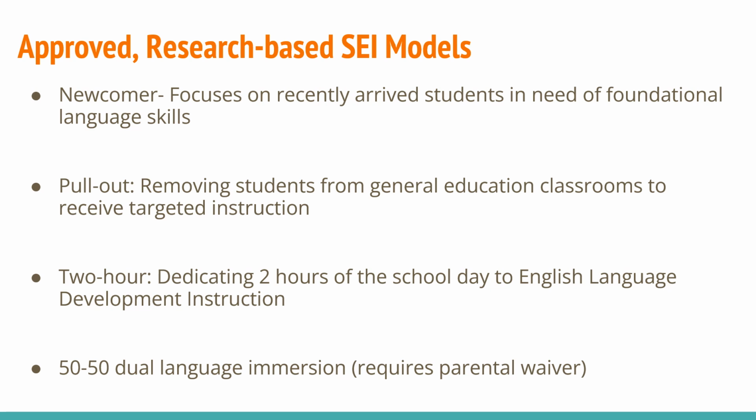The second method is, or the second model, sorry, is the pull-out model. Students are, quote, pulled out of regular classes for 30 to 60-minute sessions. Lessons emphasize grammar, sentence structure, pronunciation, and uses strategies like scaffolding and modeling to develop that English language acquisition. This involves removing students from their general education classrooms for targeted instruction. This is, again, not meant to be long-term, right?